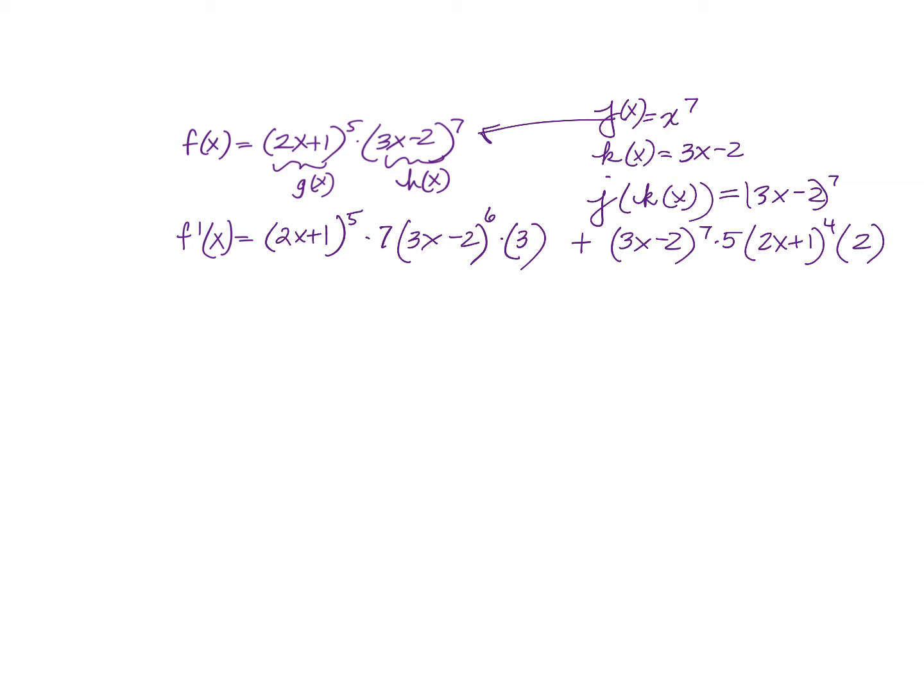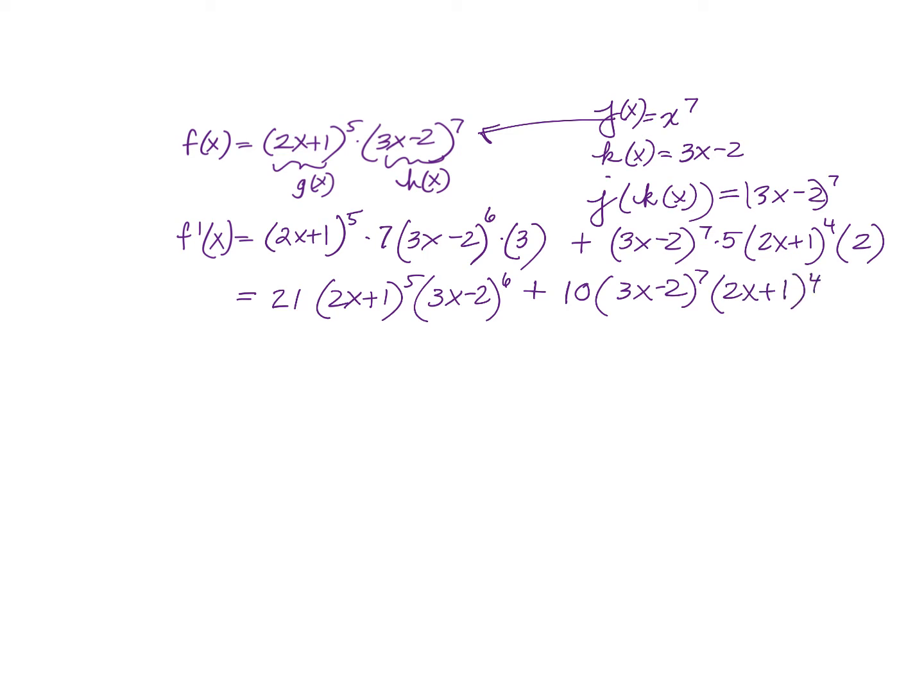And then if you are asked, you can simplify this by multiplying it all out. I'm going to do just a bit of simplification. The 7 and the 3 can be multiplied, so we get 21 times (2x + 1) to the 5th times (3x - 2) to the 6th. Plus, I can multiply the 5 and the 2 out, so I get 10 times (3x - 2) to the 7th times (2x + 1) to the 4th. And that is my answer for the derivative of f of x.